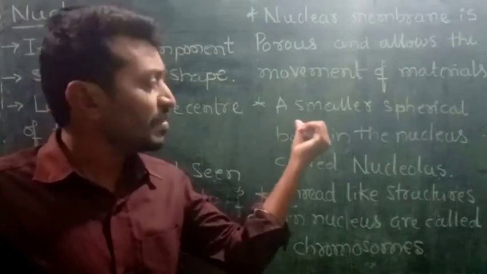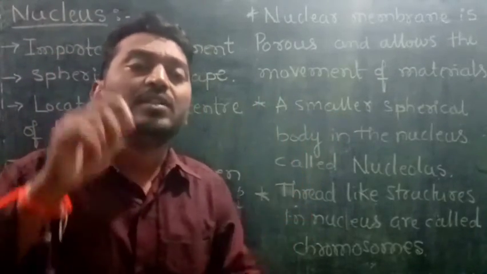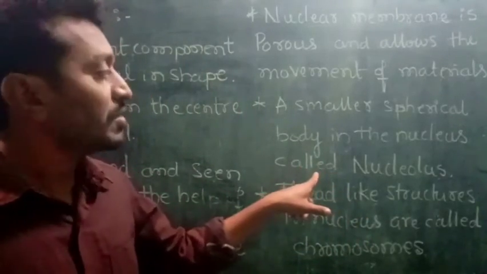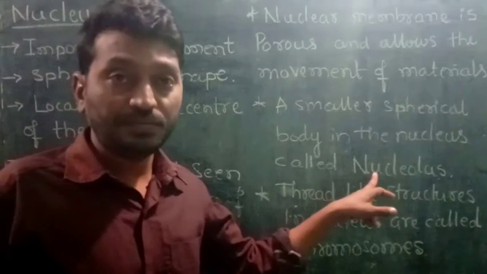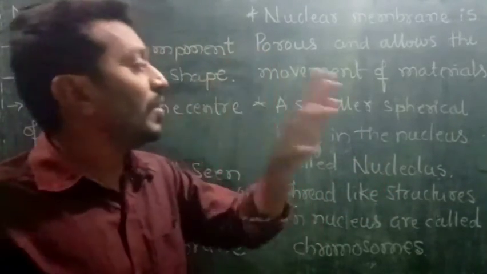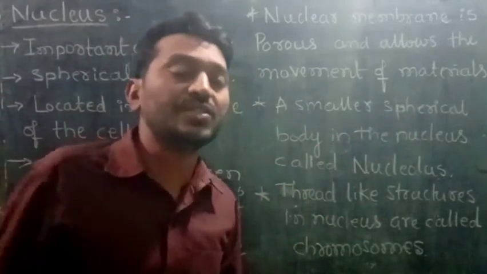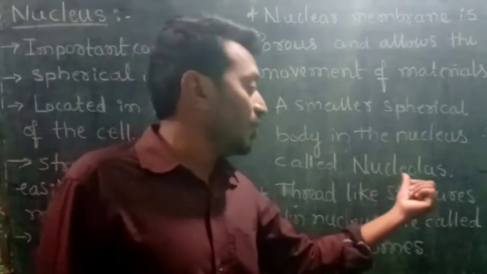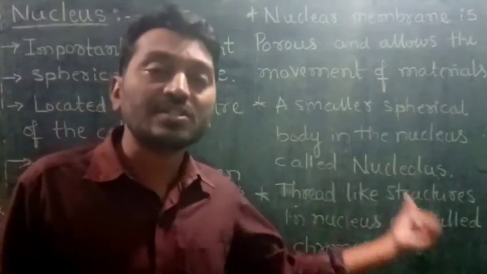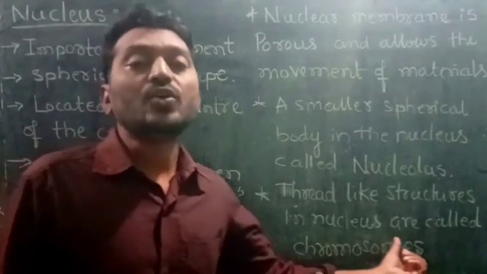Next, smaller spherical structures are present in a nucleus. We call them the nucleolus. There are small spherical structures present in the body of the nucleus. We call it a nucleolus. And one more very important thing, there are thread-like structures present in a nucleus. They are called the chromosomes.